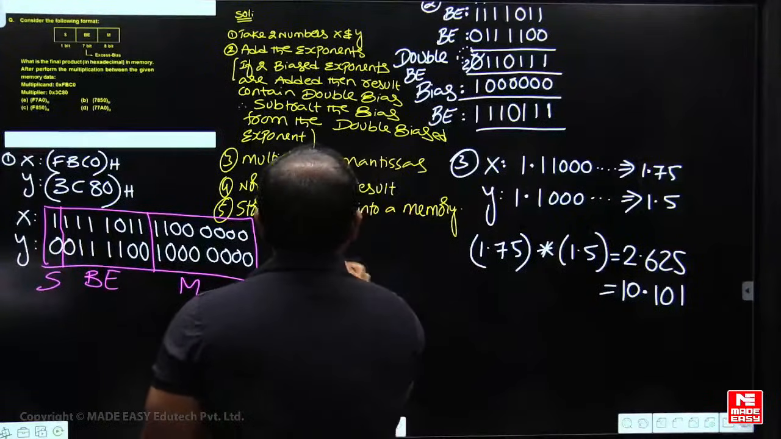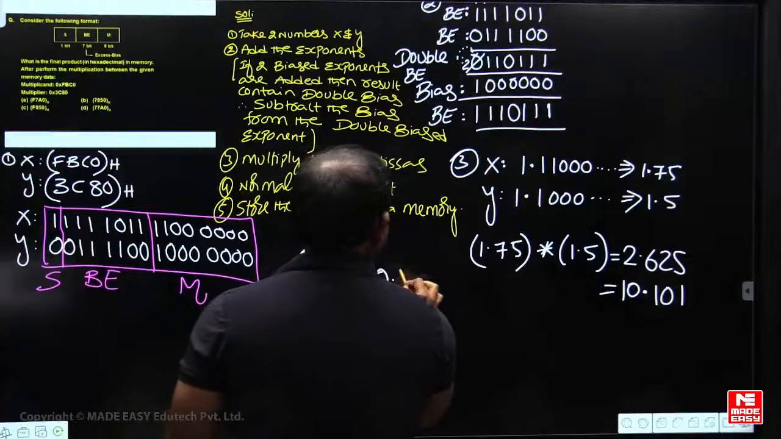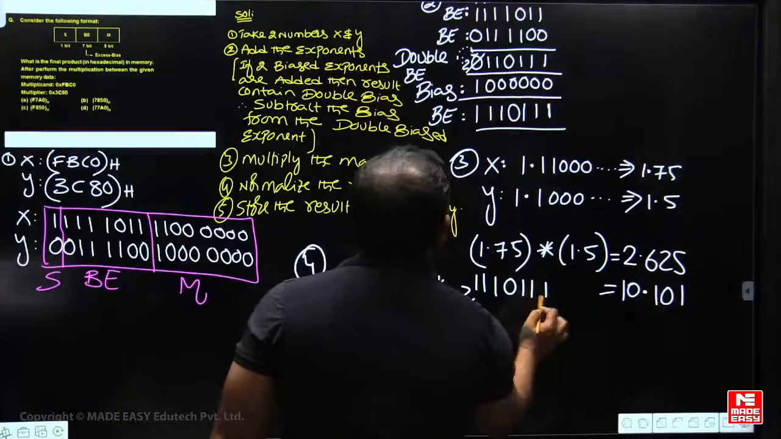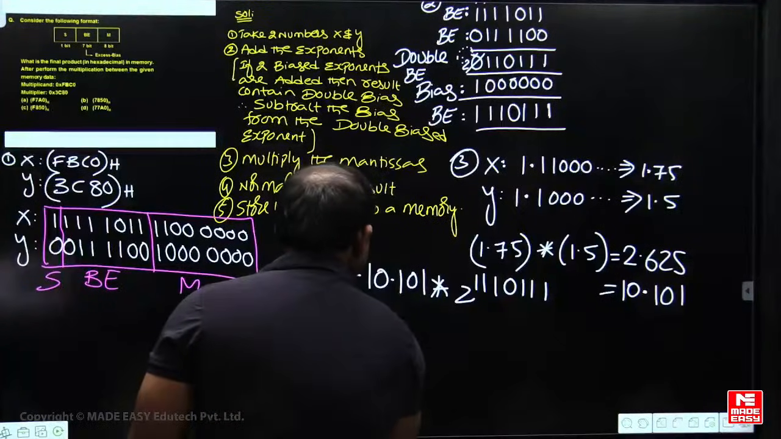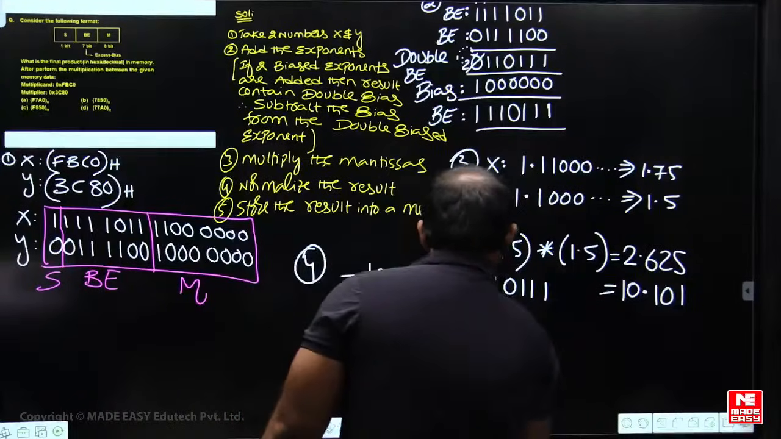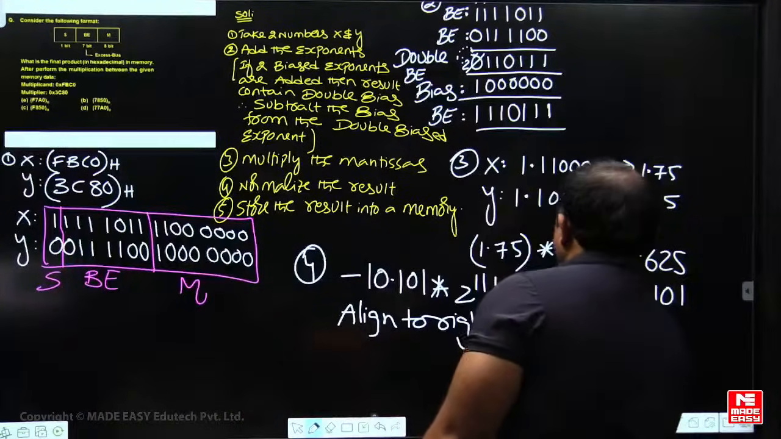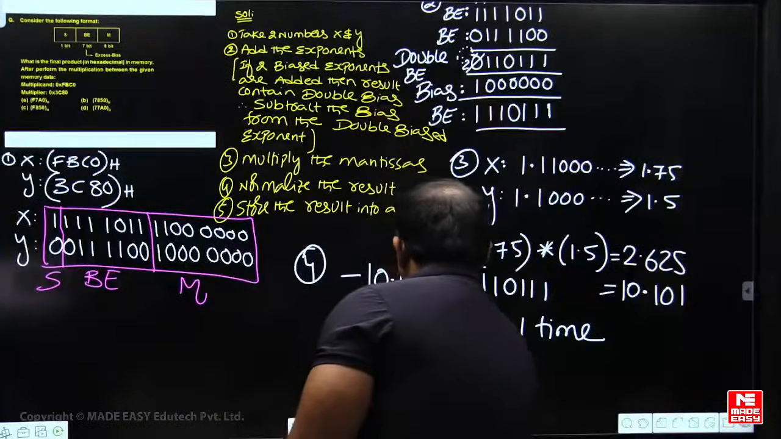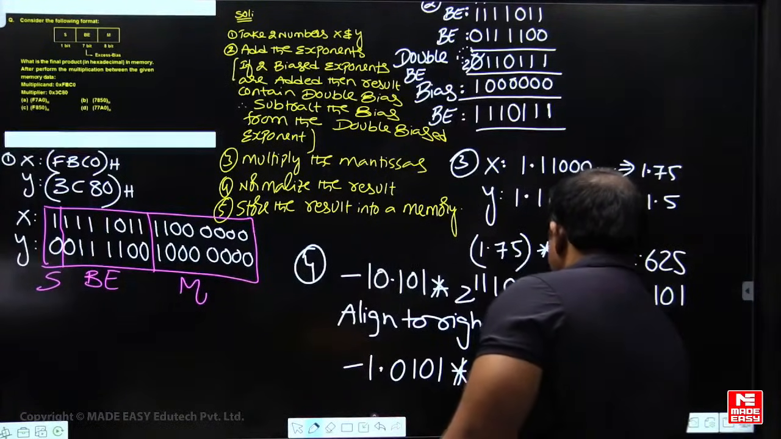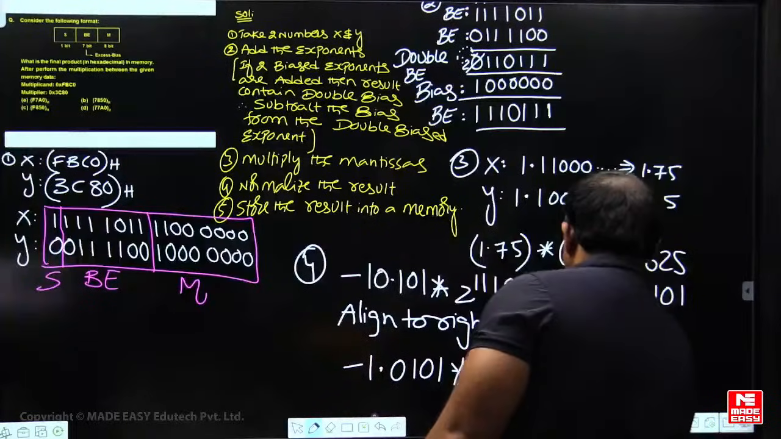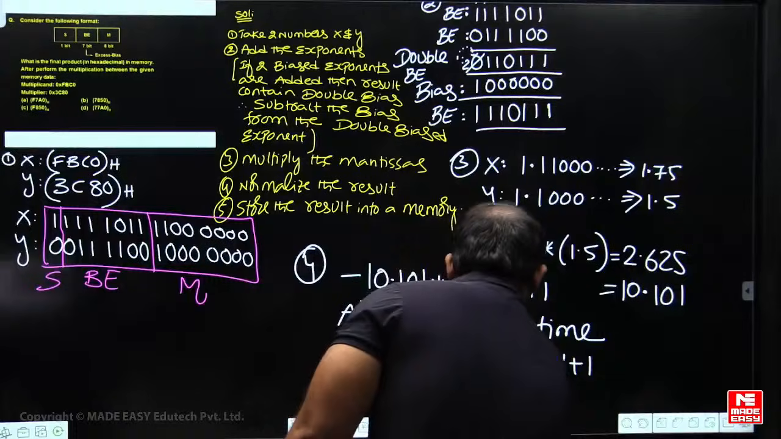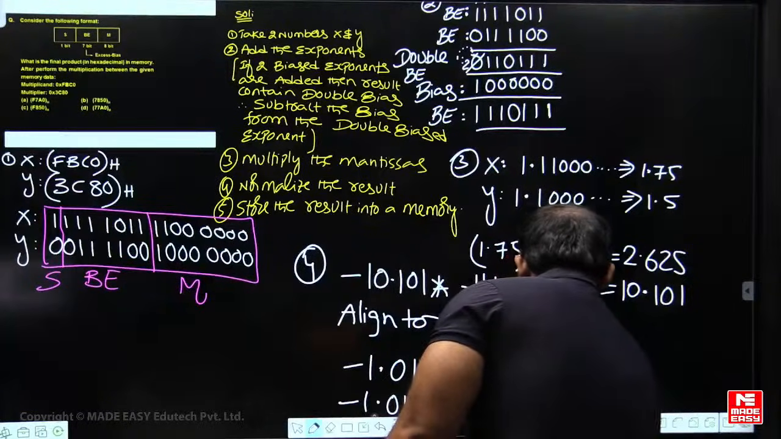Now we take the fourth step: normalize the result. Minus 10.101 times 2 to the power of 111.011. So normalization: align right, shift the point one time only. Then 1.0101 into 2 to the power of 11, so 10111 plus 1. So minus 1.0101 times 2 to the power of 1111000.